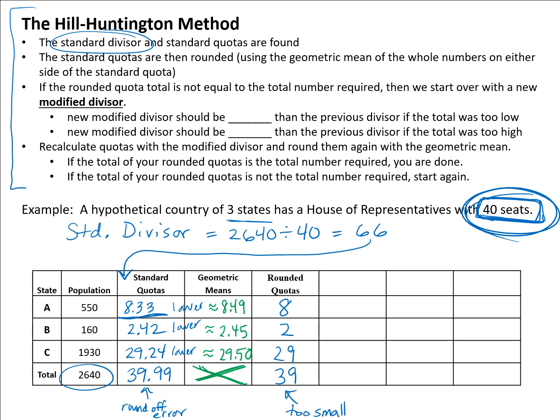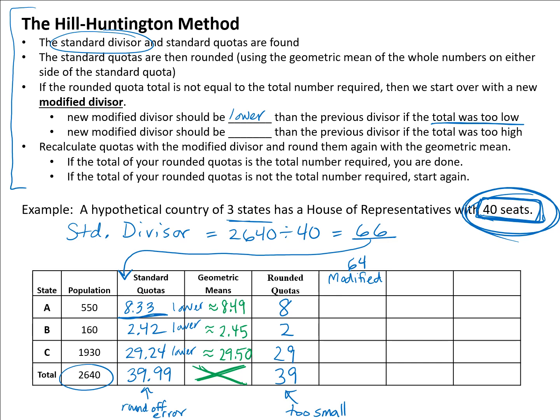And what we've been doing is the rule for dealing with modified divisors: if we have a total that's too low, we're going to pick a modified divisor that is lower. Our next modified divisor needs to be lower. So I was using 66, so when I go to do this again, I'm going to use a modified divisor that's got to be lower than 66. So maybe try 64.